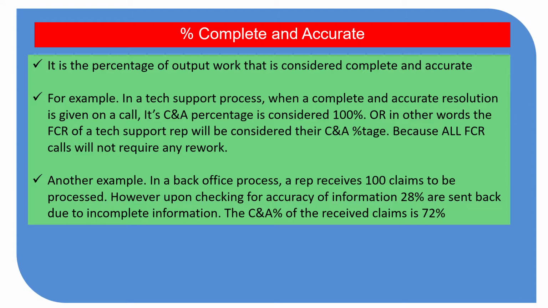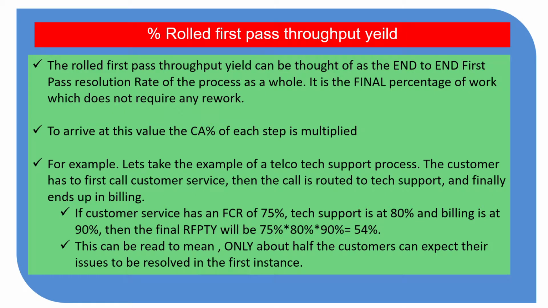Another example. In a back-office process, a rep receives 100 claims to be processed. However, upon checking for accuracy of information, 28% are sent back due to incomplete information. The CA% of the received claims is 72%, because only 72% of claims can be worked upon without first checking for accuracy and completeness.